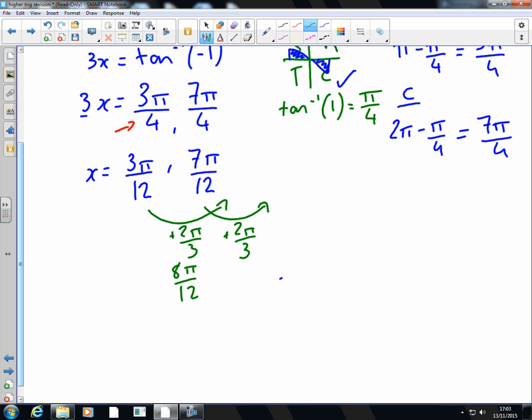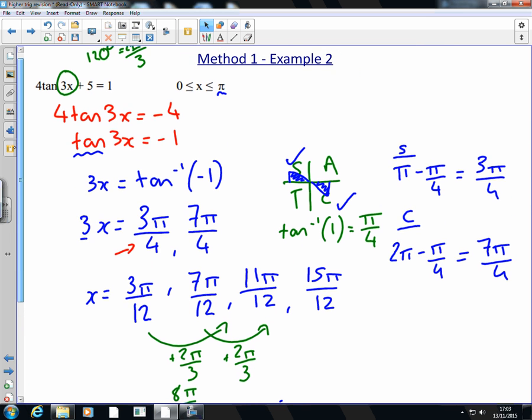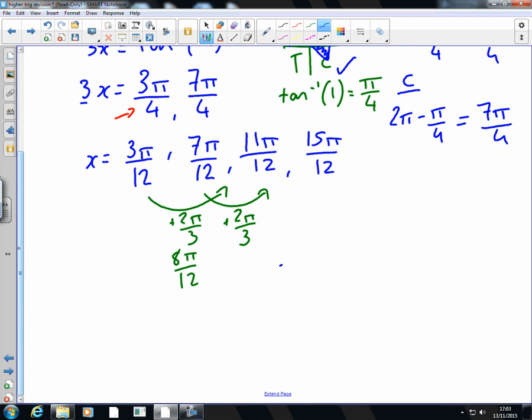And when I add on that to 3 pi over 12, that will give me 11 pi over 12. Okay, if we add on 8 pi over 12 to 7 pi over 12, that gives us 15 pi over 12. Okay, let me check the range at the start. The range only goes up to pi, you'll see there. So anything over pi can be discounted, so that 15 pi over 12 can be discounted, and that's your final answer.